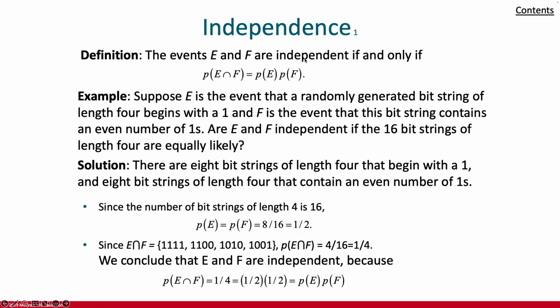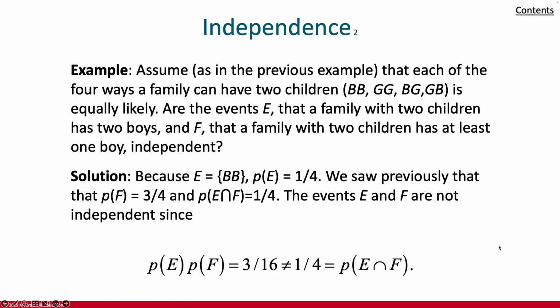Independence: the events E and F are independent if and only if this relationship is true. Suppose E is the event that a randomly generated bit string of length 4 begins with 1, and F is the event that the bit string contains an even number of 1s. Are E and F independent if the 16 bit strings of length 4 are equally likely? What they conclude is that they are independent, and you can work through this solution to convince yourself that this is a valid thing to look at.